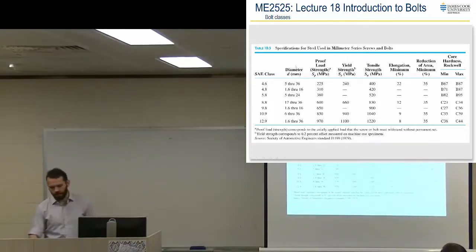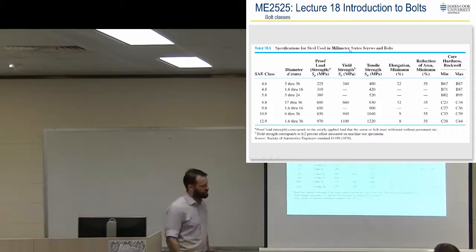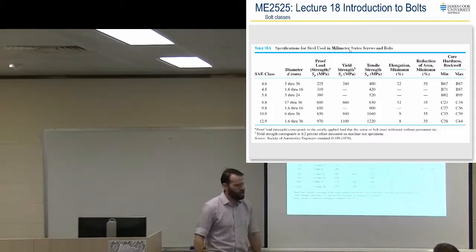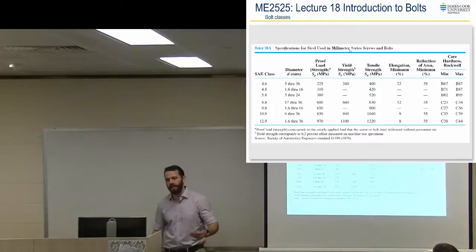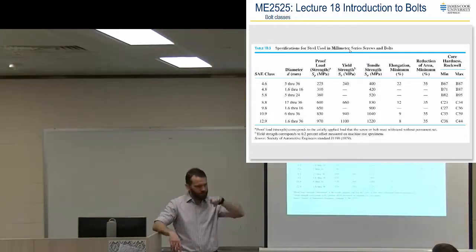And once again, you're given a diameter range, proof load, yield stress, tensile strength. In some circumstances, they don't give you a yield stress, a yield strength. So for those, I would just treat proof load as being equal to the yield stress. For the AN diagram stuff, instead of having the yield line, because remember the yield line is like our static failure, now we're just going to have a proof load line. So it's just going to be whatever proof load value you have.